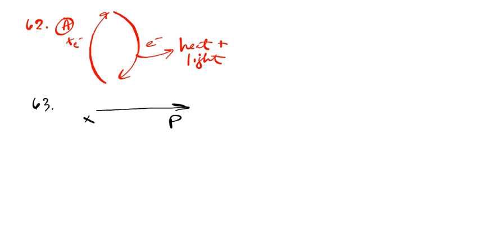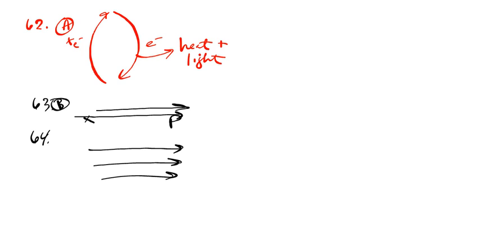64. Each period of the periodic table corresponds to what? Each period, 1, 2, 3, those are energy levels, your principal quantum energy levels. So that's going to be answer A.